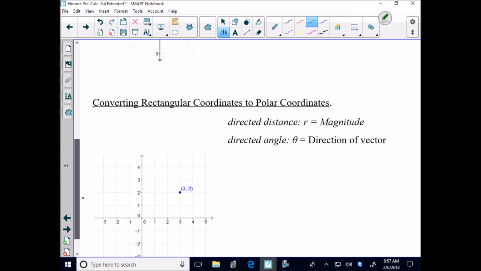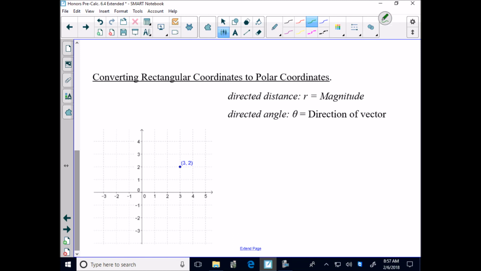Okay, so let's talk about converting rectangular coordinates to polar coordinates. Right here, what we're going to do is basically the same thing. We're going to convert rectangular coordinates to polar coordinates using vectors. So again, I'm going to extend a vector from the origin to our point. And when I do that, the xy value at the head of the vector is the component form. So I can say component form for my vector is going to be 3 for the horizontal component and 2 for the vertical component, right?